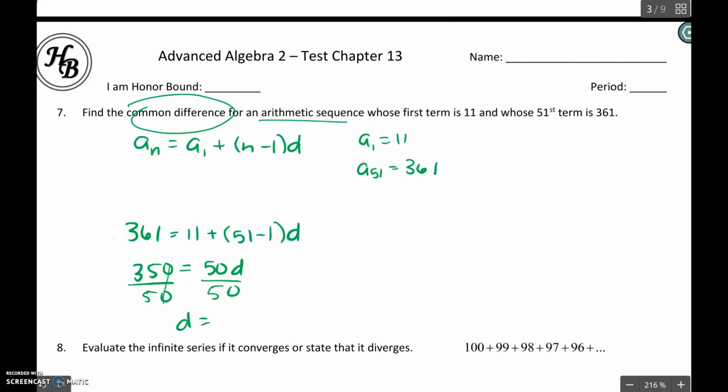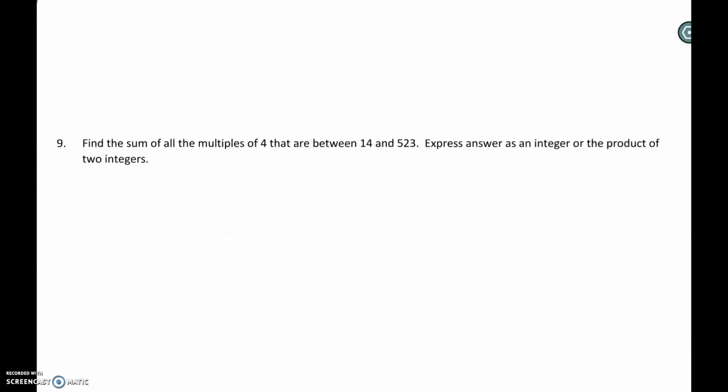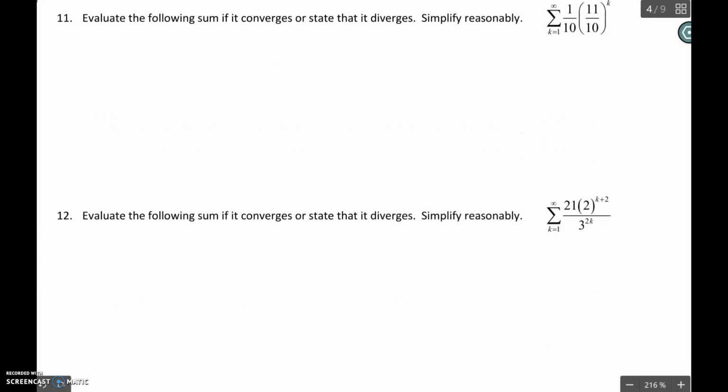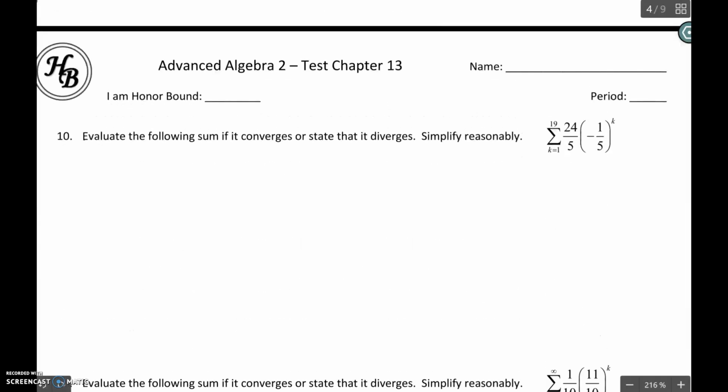So d equals 7. That's the common difference. All right, I'm going to skip those. This one says, evaluate the following sum if it converges or state that it diverges. Because this is not an infinite sum, it's not going to diverge, also because you can sum it to that many terms.